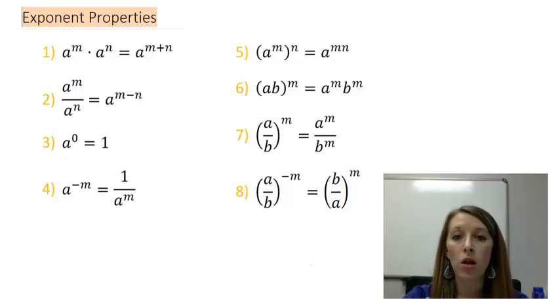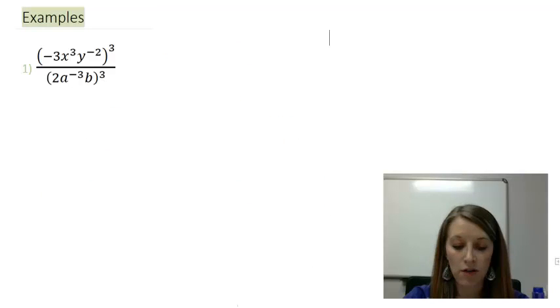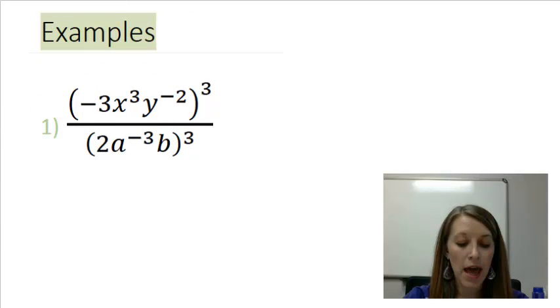Now, we've worked through all of these properties individually in other videos, and we did some homework problems that involve these one by one. But now we're going to see some of the really complicated examples where it may not be obvious what the first step is in solving these problems. So let's go ahead and look at our first example, example 1. I have negative 3x cubed y to the negative second, all to the third power, and that is over 2a to the negative third, b, and that is all to the third power.